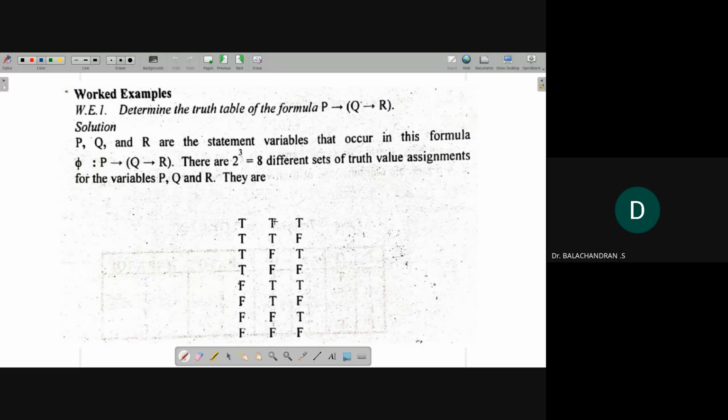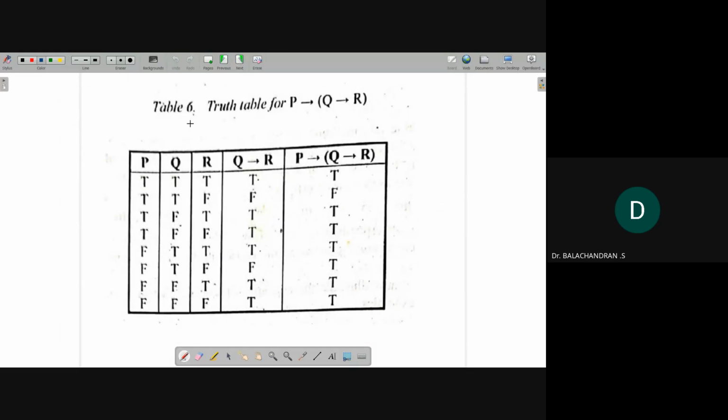So next for the second variable, T, T, F, F, and then T, T, F, F. And the last one, alternately you have what? T, F, T, F, T, F. Okay. So first three columns, I told already. Now Q implies R. So this is like if P, then Q. Okay, conditional. It is false only if Q is true and R is false.